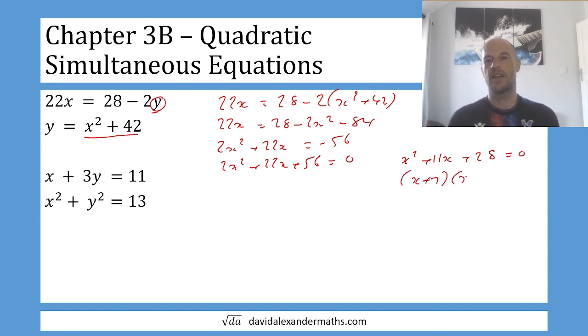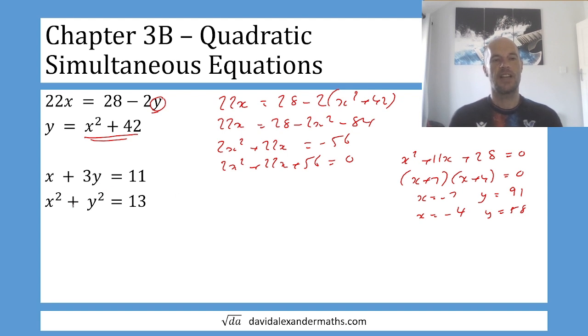And now this factorises much more easily. x plus 7, x plus 4 equals 0. So x is negative 7, x is negative 4. And right, now we just need to, maybe I will use the bottom one. So y is this number squared plus 42. Minus 7 squared is 49, 49 plus 42 is 91. And when x is minus 4, squared is 16, 16 plus 42 is 58. So we're getting two solutions there.